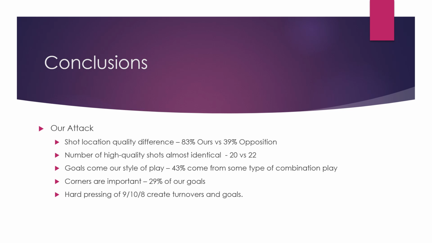43% of our goals, almost half, come from some type of our combination play. That means building out of the back, coming through the middle, and going to score. Corners are important for our scoring. 29% of our goals are from corners. So expect to do more corner work.